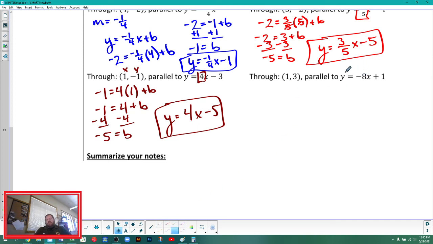For the last one, it needs to be parallel to y equals -8x plus 1, so I really care about that -8, and it goes through the point (1, 3). So 3 equals -8 times 1 plus b. -8 times 1 is -8, and we'll add 8 to both sides.